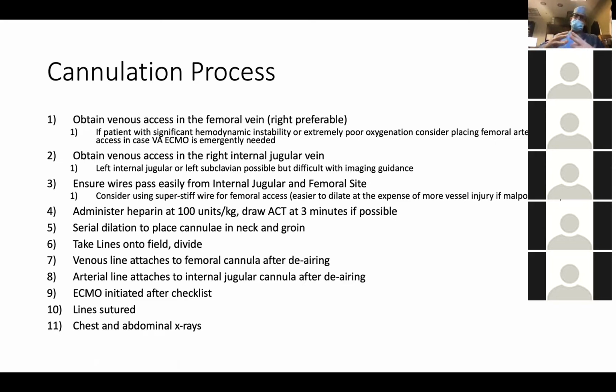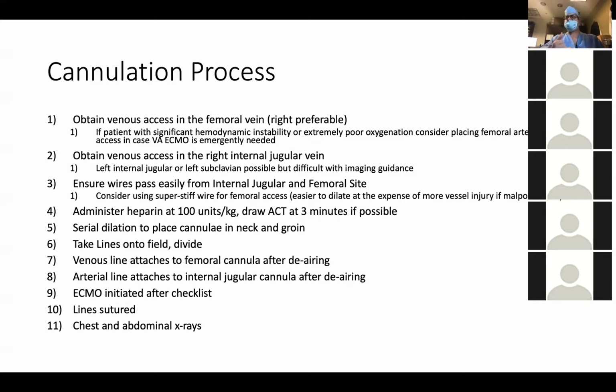If we are very worried about someone's hemodynamic stability, or we worry they may even arrest during cannulation for VV ECMO, we will often start by placing a femoral arterial line as well, so we can rapidly convert to VA ECMO if needed. In this case, we're trying to avoid doing that because if the patient's been intermittently prone, that's going to be another cannula that's going to be difficult to prone.